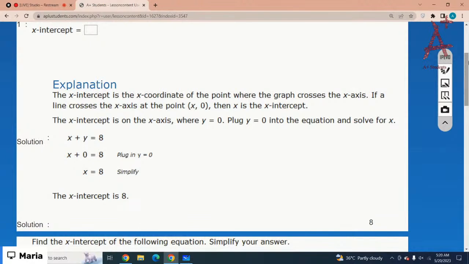It would be x plus 0 equals 8. That means x equals 8. The x-intercept is 8. Let's just start with the test questions.